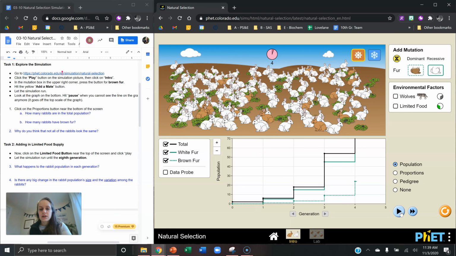Okay, so now it's the start of the fourth generation. I'm going to pause it. You can have a visual of what the rabbits look like on the screen. I'm also going to click this proportions button here, which allows us to see the total number of bunnies, and then how many have white fur and have brown fur. And I'm also able to click through the generations here and see how it's changed over time.